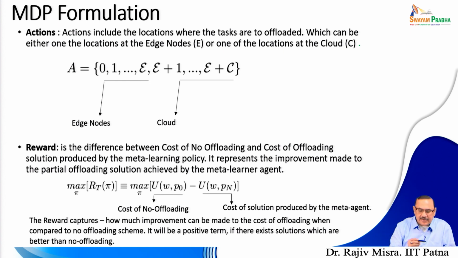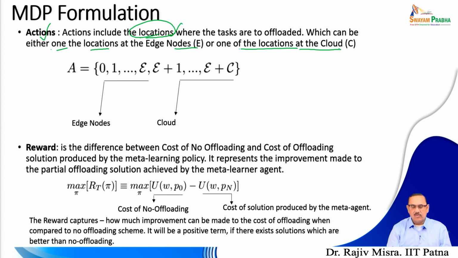Now, let us see the action, the second part of the MDP formulation, that is called the actions. Actions include the locations where the tasks are to be offloaded, which can be either the locations at the edge nodes or the location at the cloud node. So, there are 3 different locations possible where tasks can be offloaded.